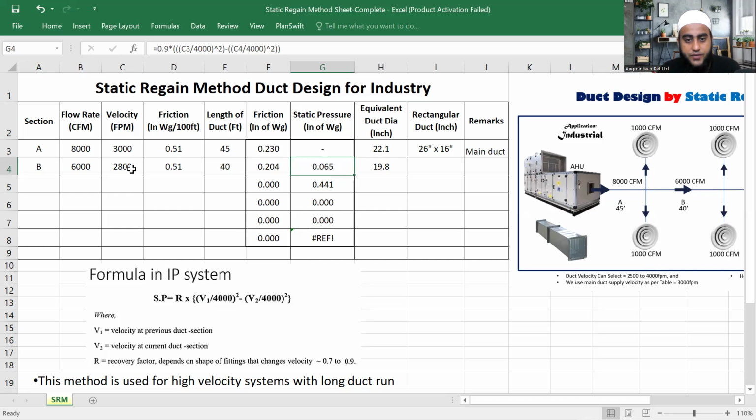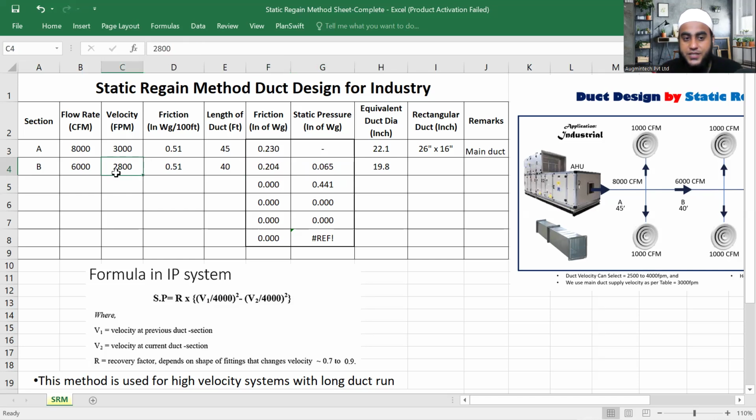So can we select this velocity? Tell me, is the condition satisfying or not? Is the friction loss value less than the static pressure? No, you can see here the friction loss value is coming more than the static pressure. It means the velocity which you have selected is not correct. It means you have to reduce the velocity a little bit more. As per that, you have to do the duct sizing.